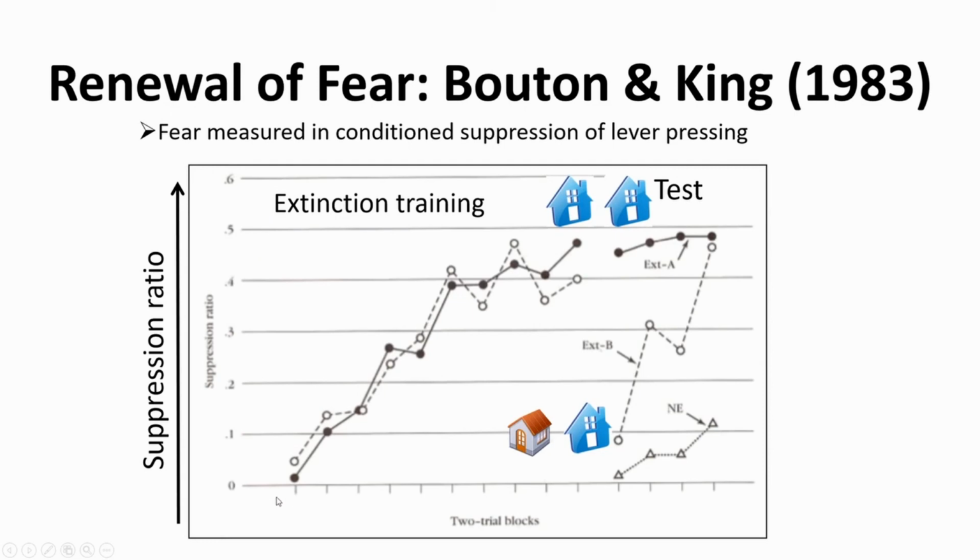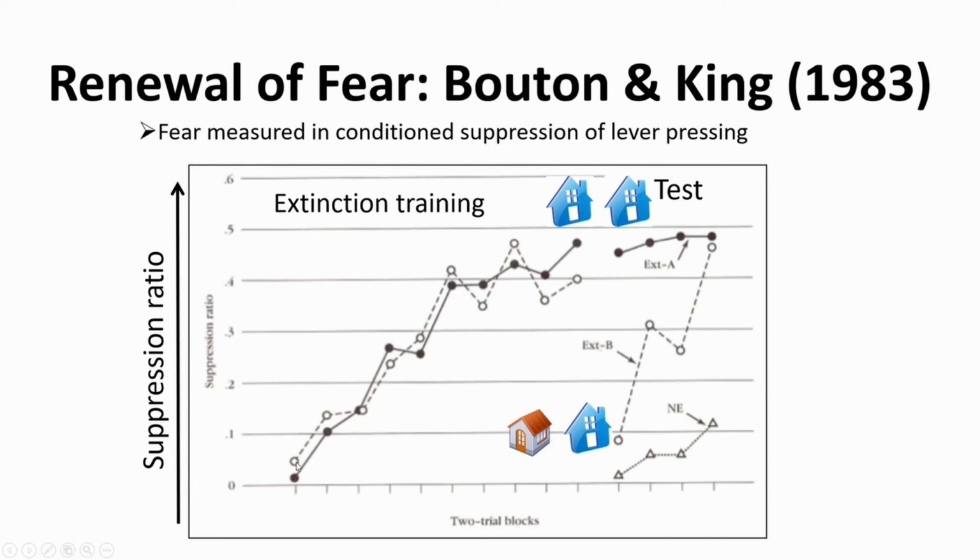So at the beginning here, this is when they're going through their acquisition. At the very beginning, after acquisition, they would show lots of freezing responses because they don't want to move, because they're expecting to get a foot shock. From this point onward is when they would go through extinction training. Our solid dots here are for the group that stayed in A. So they went through extinction training in A, and they were then tested in A.